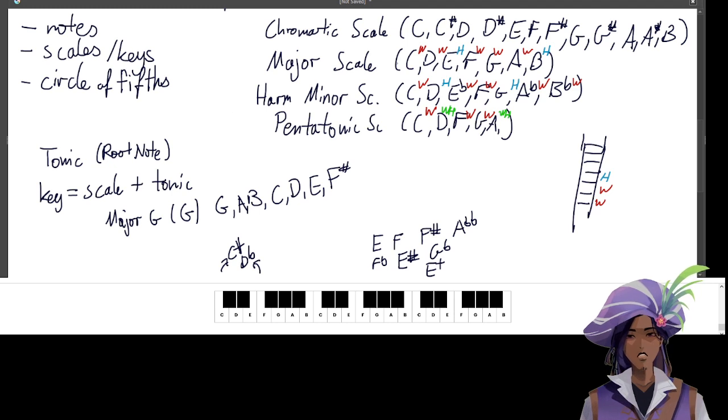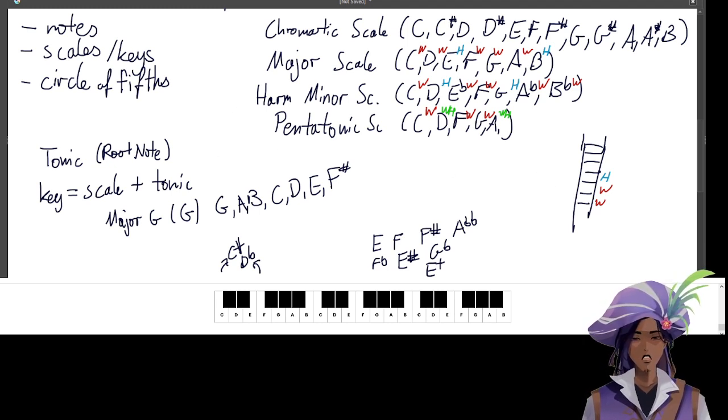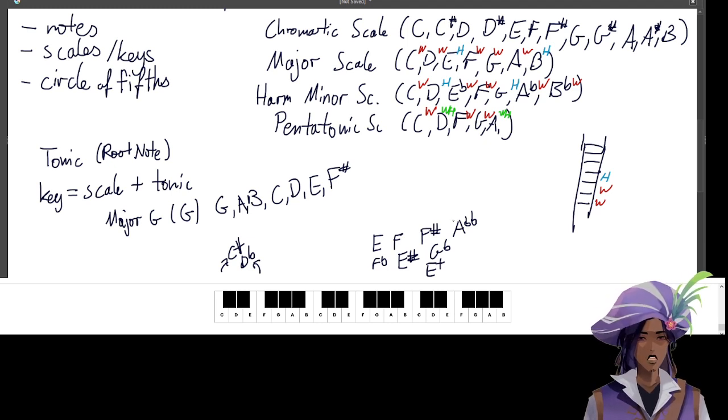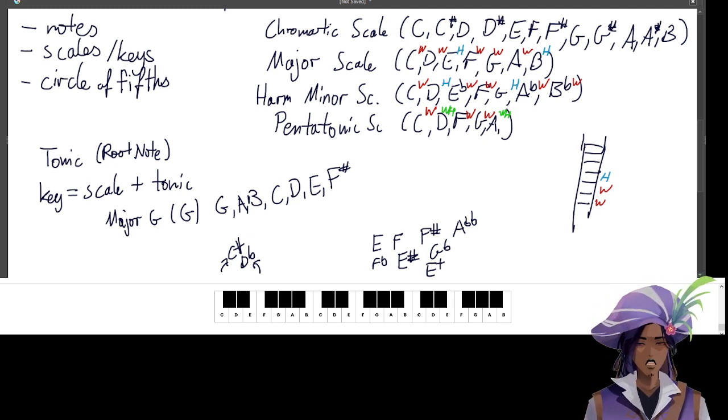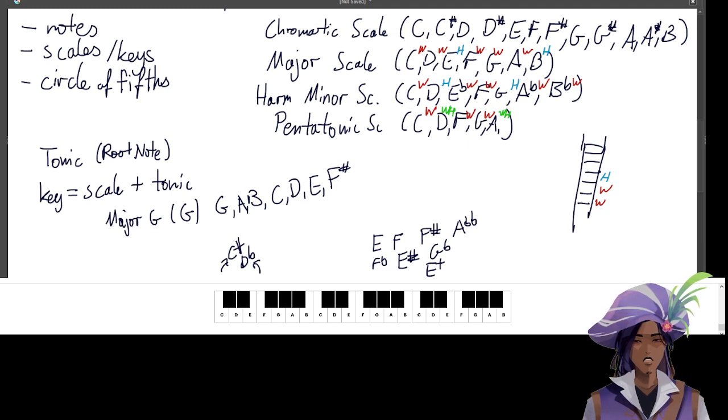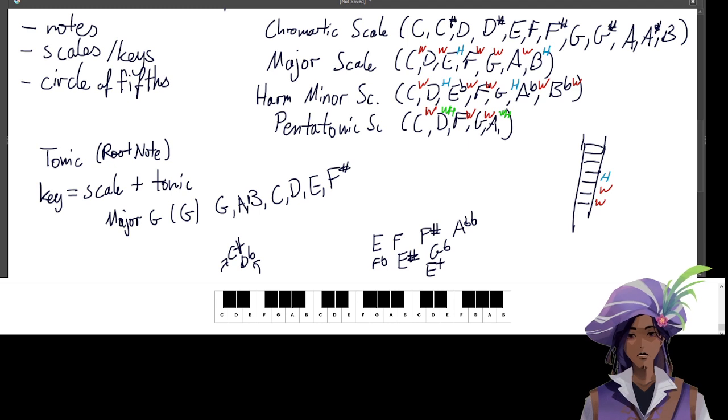So that's keys and scales. And you can get a lot of different ones, like I said, and you can transpose them, you can shift them around as much as you want, right? We have 12 different notes, and you can play any scale in any note. Right? That is the big change to music that Beethoven brought.